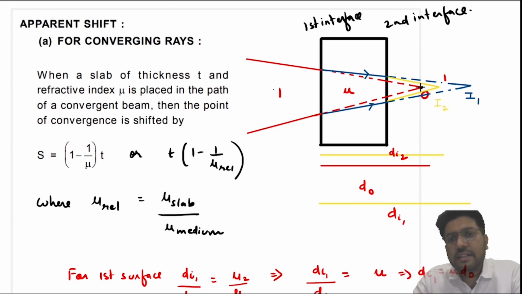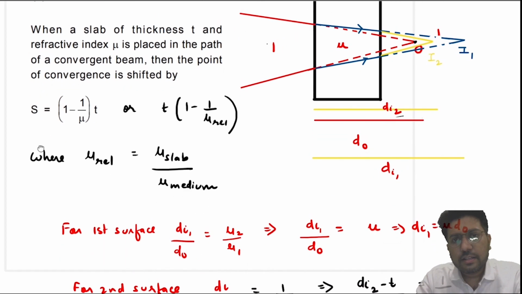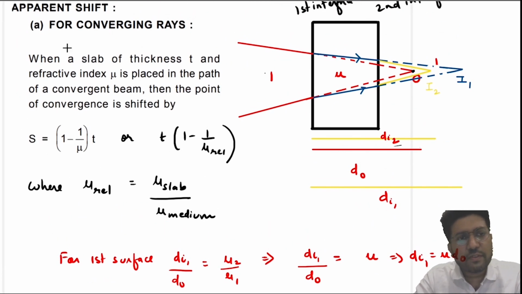Now let the distance of the object from the first interface be do, and the distance of the image formed from the first interface be di1. This is the formula I have written first. I will discuss the formula also, but first let us derive it. For the first surface we will write di by do is equal to mu2 by mu1. Now di is di1, do is this one, equal to mu2 by mu1.